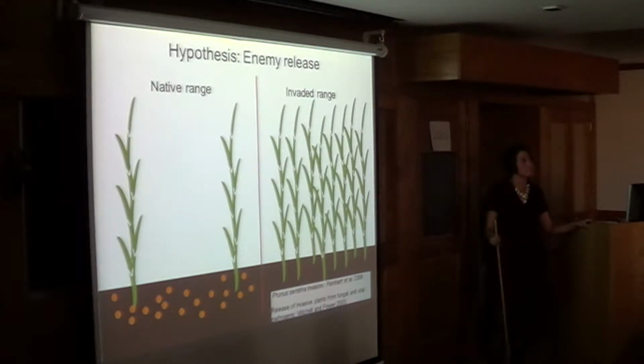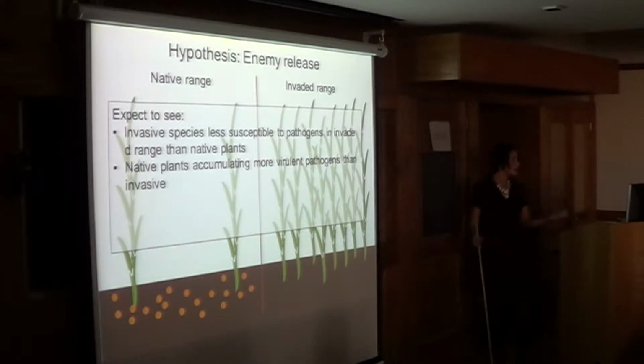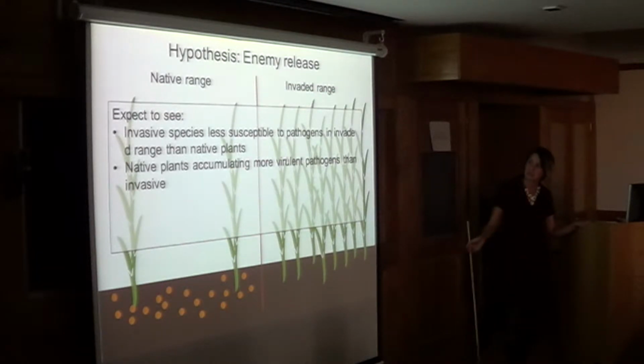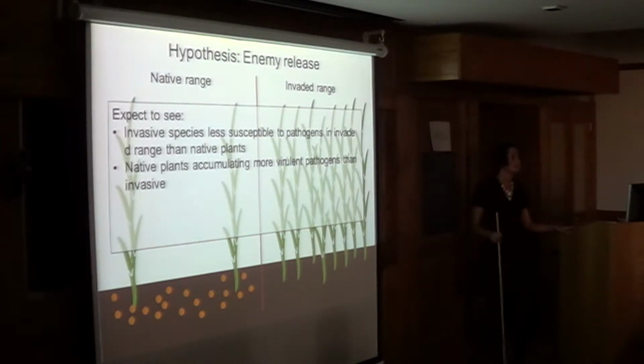So one classic example of this was with Prunus serotina, our black cherry, which is invasive in Europe, and it's able to grow in really dense stands, unlike here. And the reason for that is that it's encountering less virulent soil pathogens, particularly of the genus Pythium, that don't have the same density-dependent effects on seedlings. Those seedlings are able to survive to adulthood, and that's why it can grow in such dense stands. So if that were happening in a marsh wetland, you'd expect to see invasive plant species less susceptible to pathogens in the invaded range than native plants. And you'd expect that native plants would accumulate more virulent pathogens than invasives.